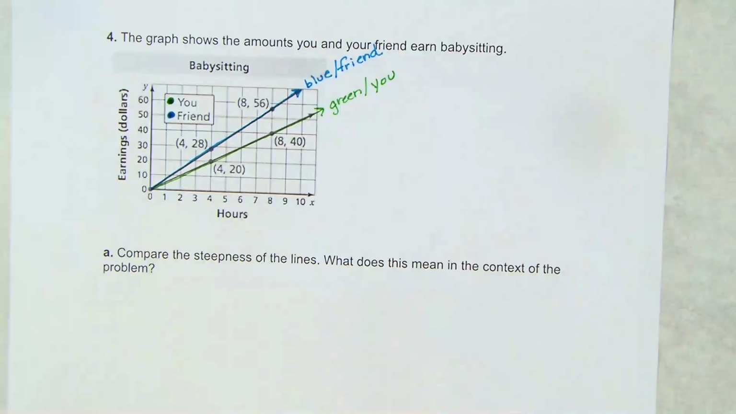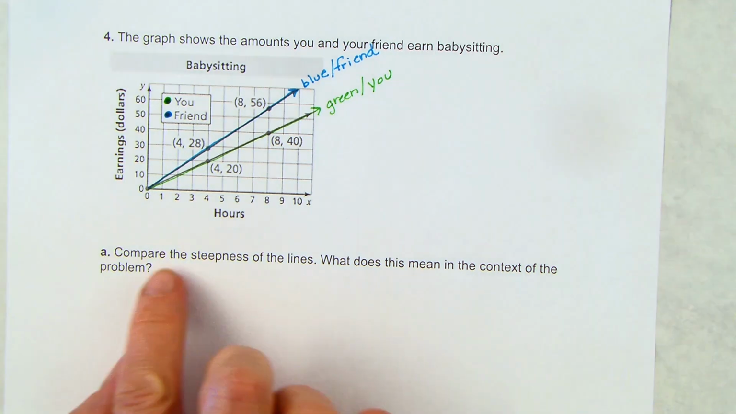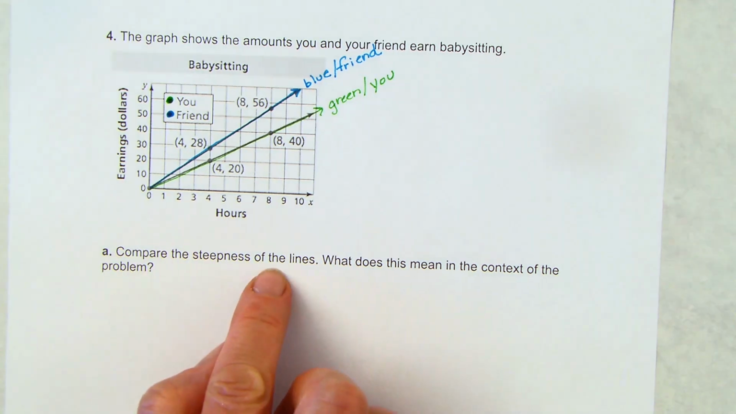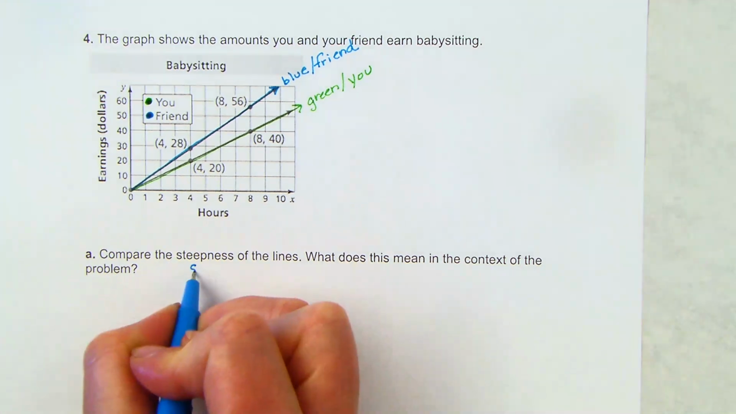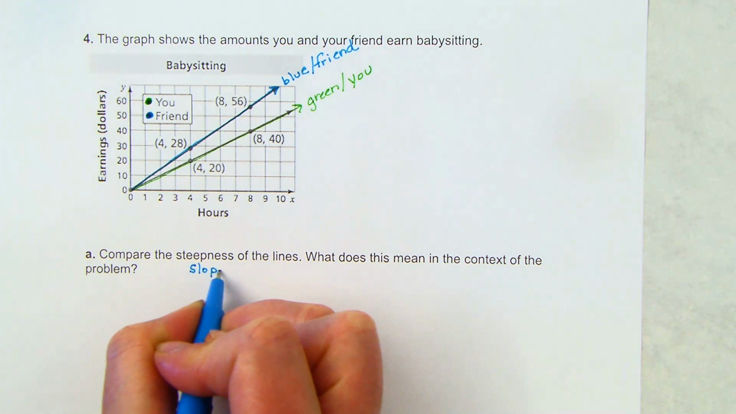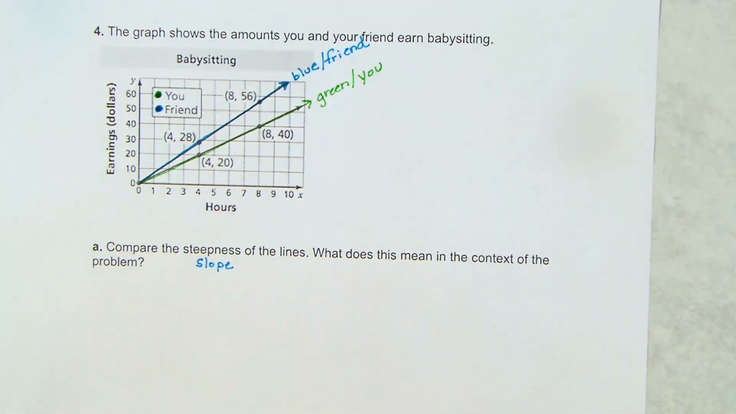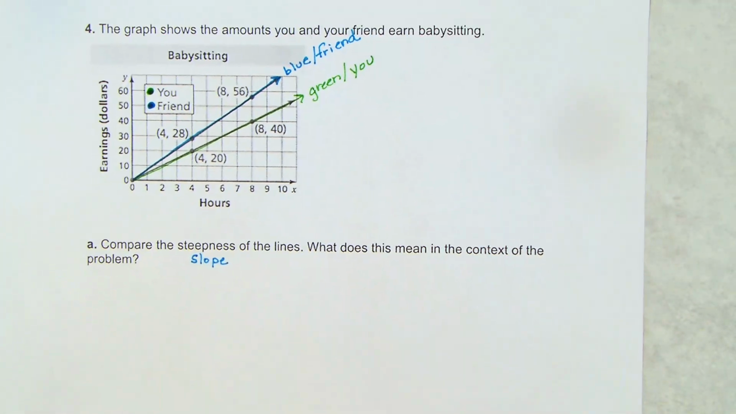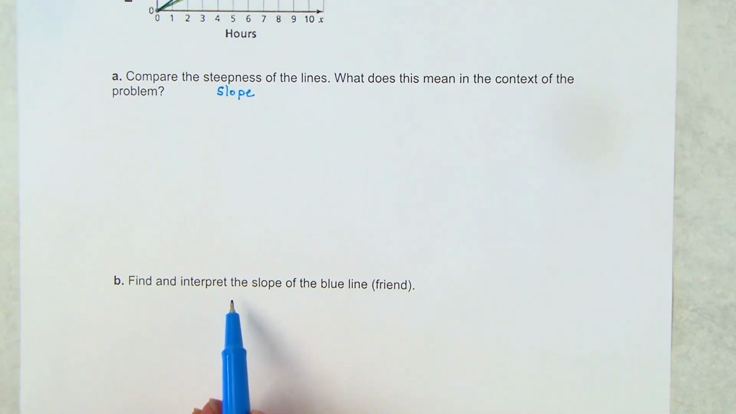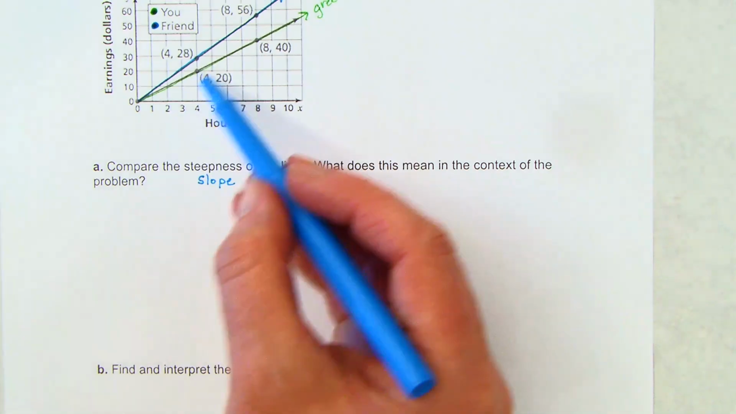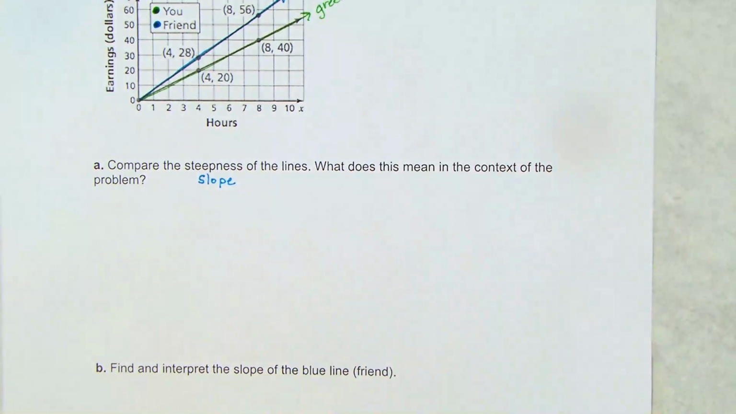All right. So for this one, you're doing pretty much the same thing. First, you are comparing the steepness of the lines, so finding the slope and comparing that steepness and thinking about what that means in the context of the problem, or interpreting. Oh, and then for B, it says to find and interpret the slope of the blue line, which is the friend line. That's it.